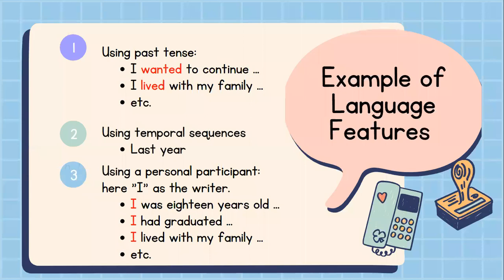Now we move to the example of language features of recount text. The first is using past tense. Here we can find "I wanted to continue", "I lived with my family", and etc. Next is using temporal sequences. From the text before, we find "last year". Next, using a personal participant. Here, I as the writer. For example, "I was 18 years old", "I had graduated", "I live with my family", and etc.